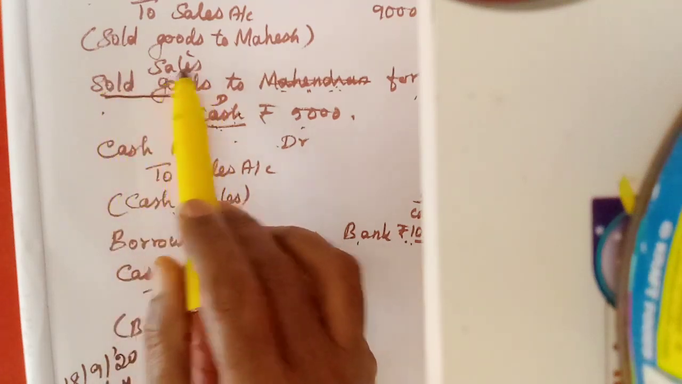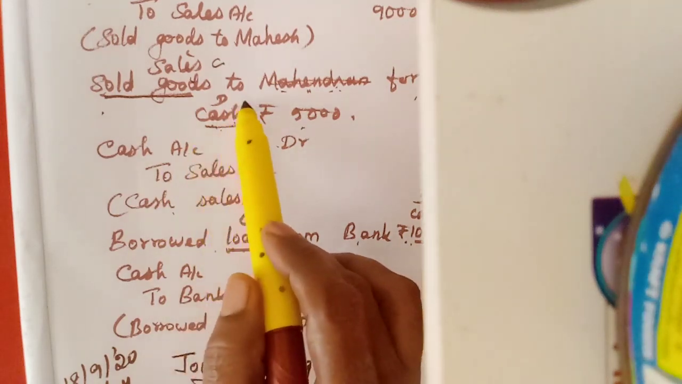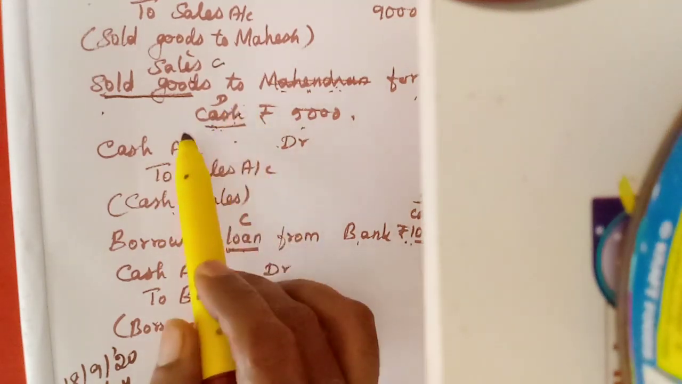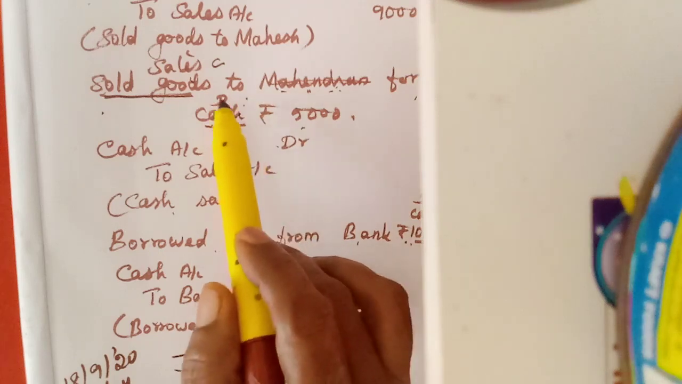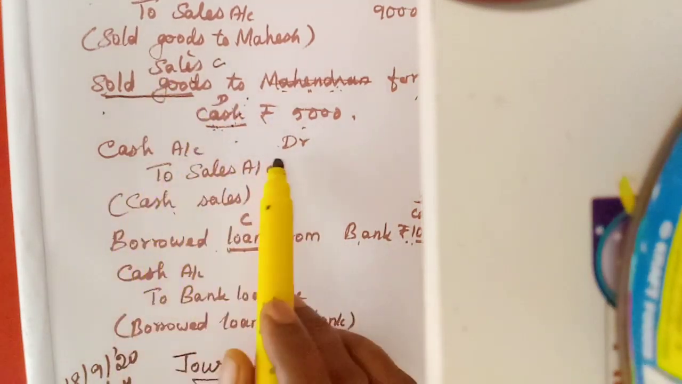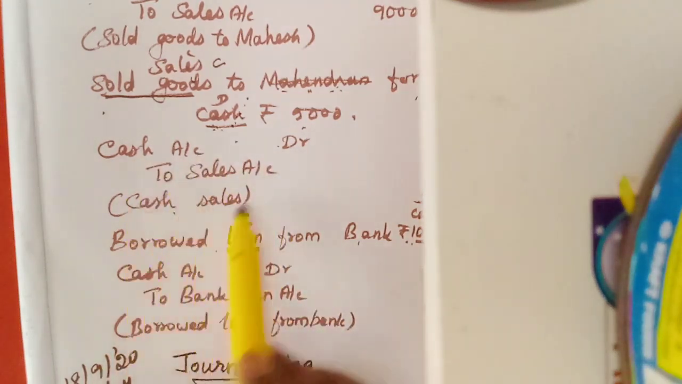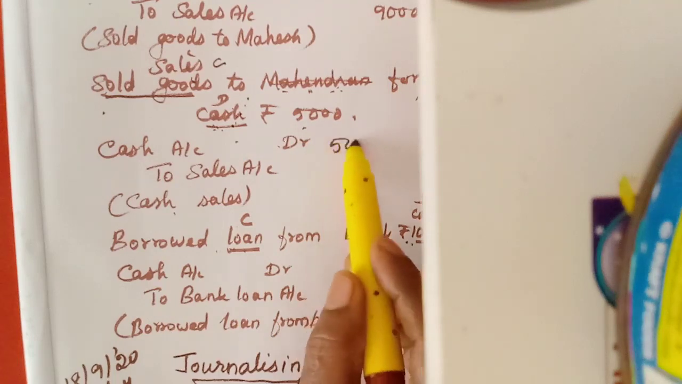Sales is an income, so we credit. For real account, debit what comes in; cash is coming in, so we debit cash and credit sales. Now you write the entry: Cash account debtor to sales account, cash sales, and we can write the amount.